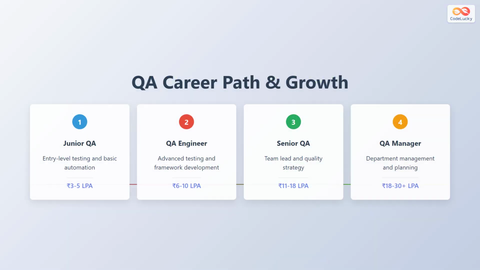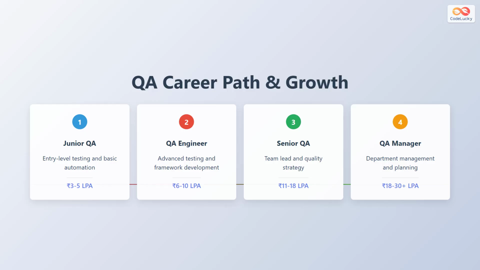A QA career offers clear progression opportunities. Most people start as junior QA engineers, handling entry-level testing and basic automation tasks, earning between 3 to 5 lakh rupees per annum. With experience, they advance to QA engineer positions, taking on advanced testing responsibilities and developing their own test frameworks, earning 6 to 10 lakh rupees annually.